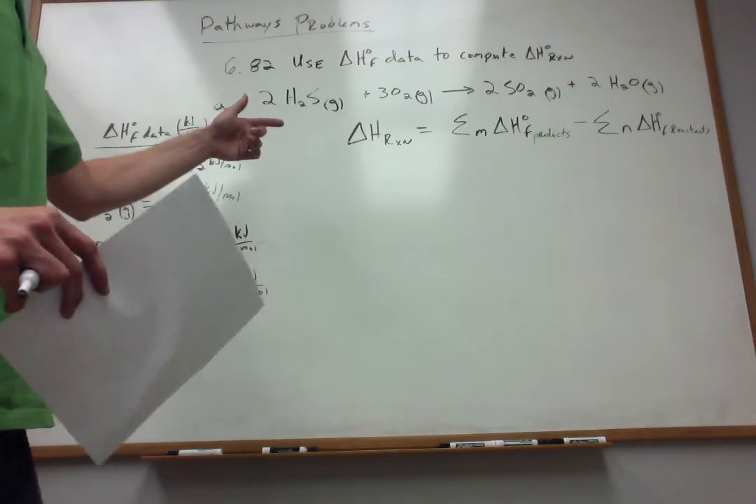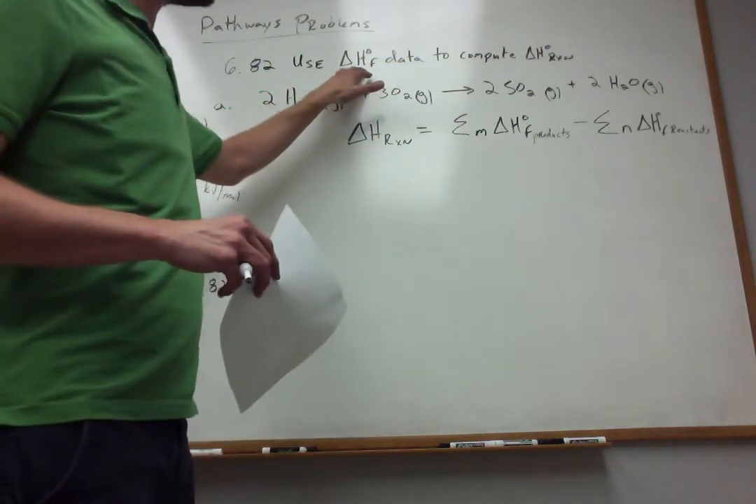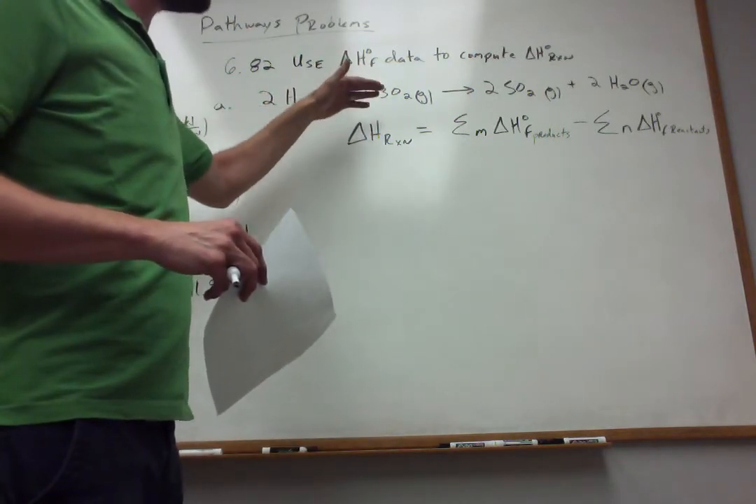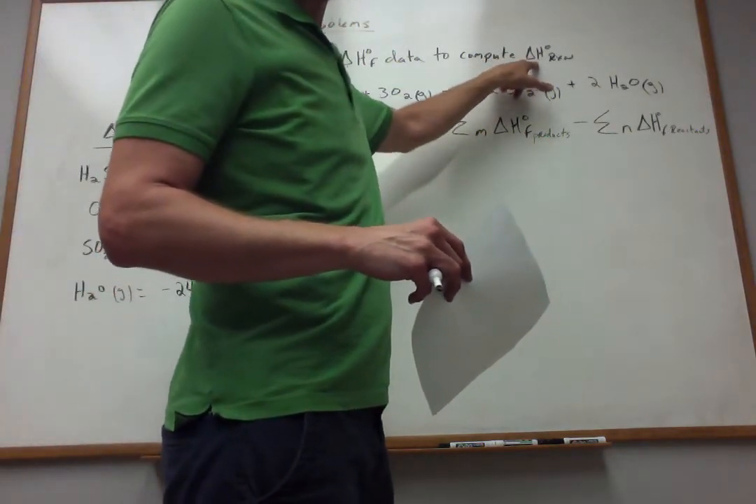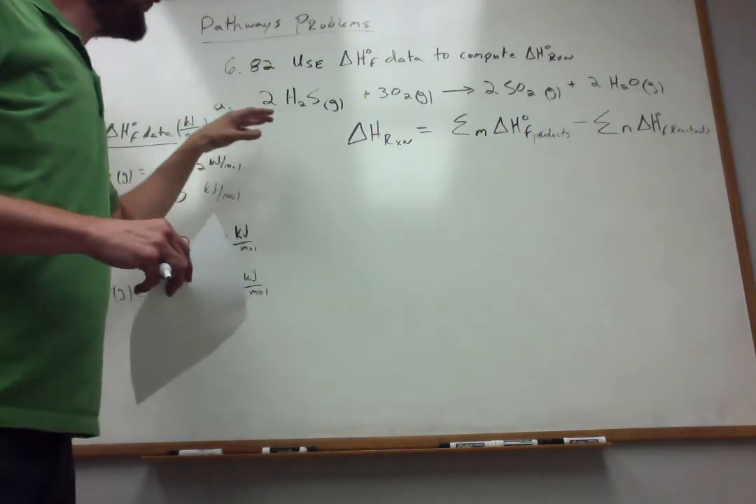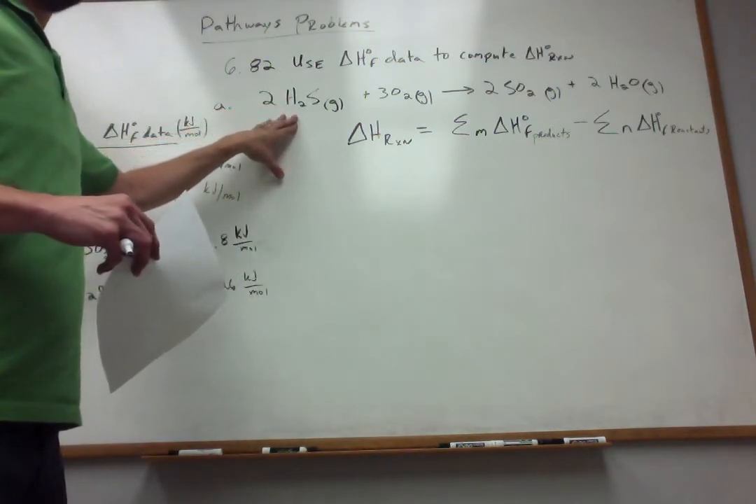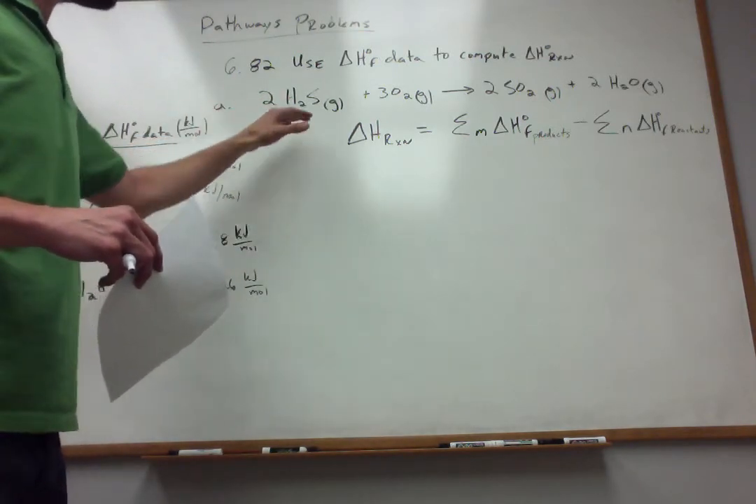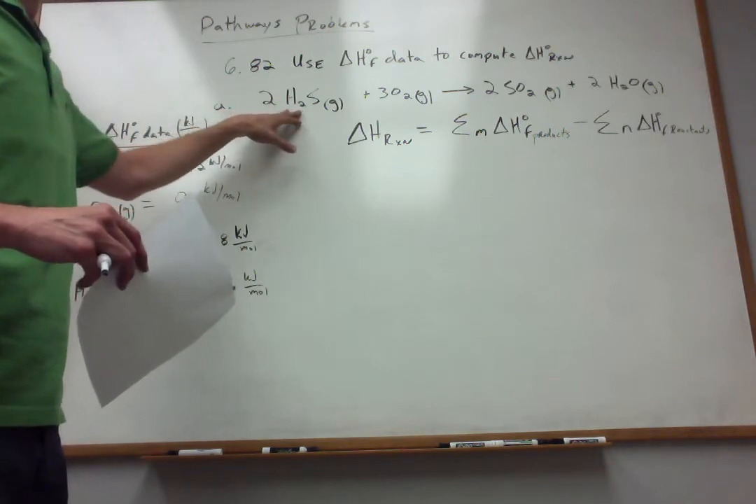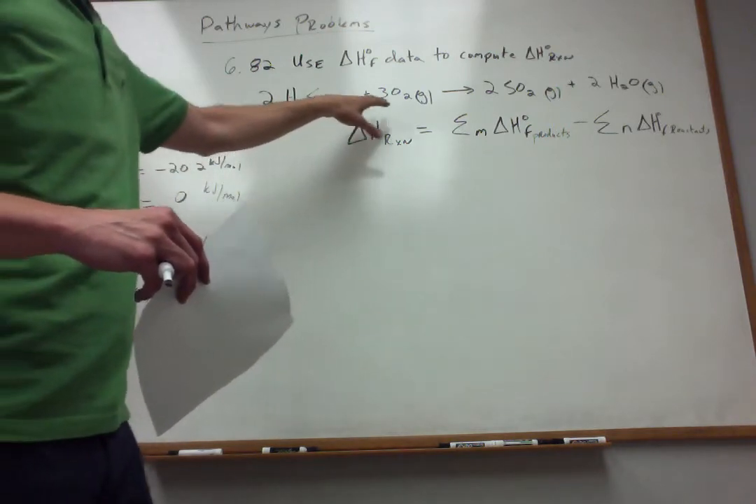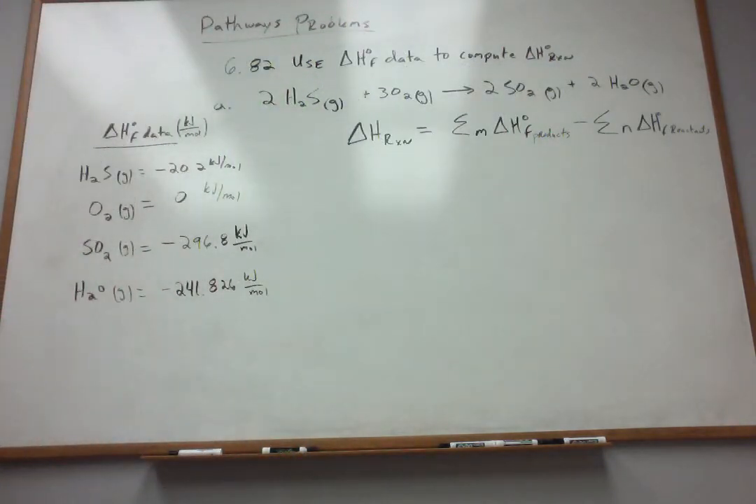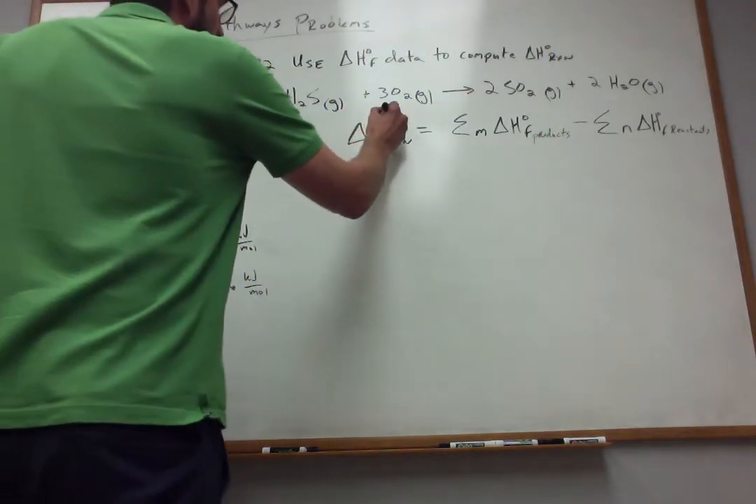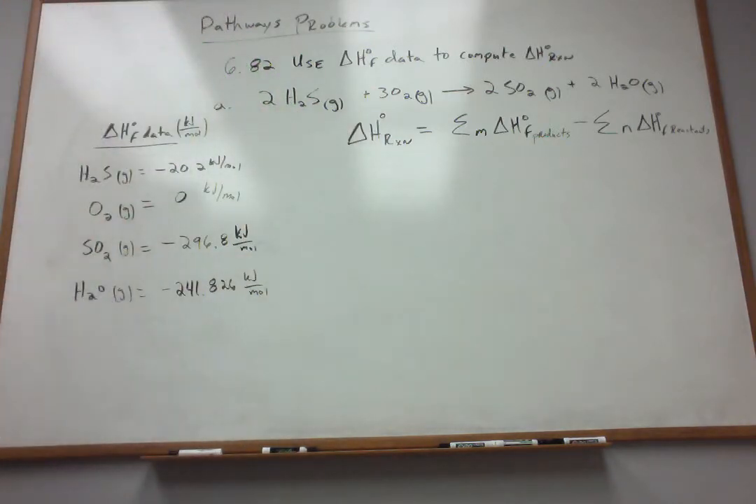We're asked to use standard heat of formation data to compute the delta H reaction, or the standard enthalpy of a reaction. The way these problems work is you're typically given a chemical equation. In some cases you have to balance it. In part A of 6.82, they're actually giving you a balanced equation. This stuff reacts to make this stuff, okay? It's balanced, you get the idea. How do we compute the standard enthalpy of reaction? This should be with a zero here to denote the standard, okay?